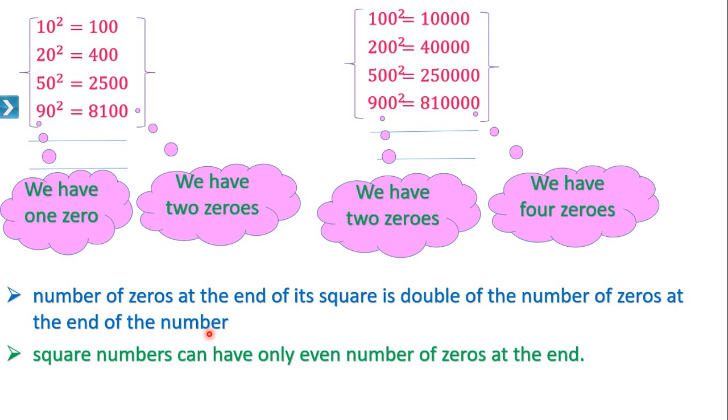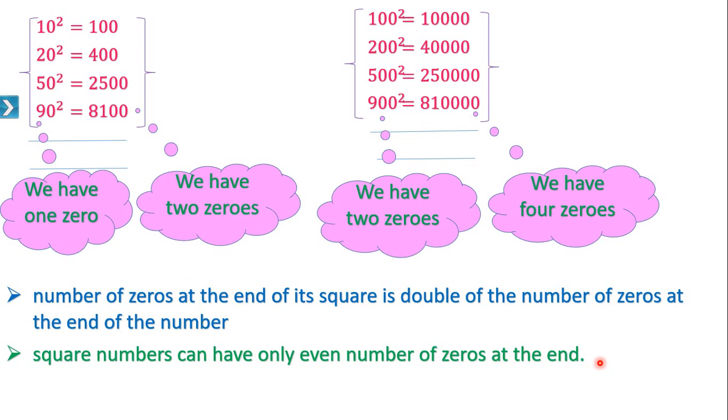And one more property we can conclude from these examples is that square numbers can have only an even number of zeros at the end. If a number has 1 zero, then its square has 2 zeros. If a number has 2 zeros, then its square has 4 zeros. If a number has 3 zeros, then its square has 6 zeros. So square numbers can have only an even number of zeros at the end.